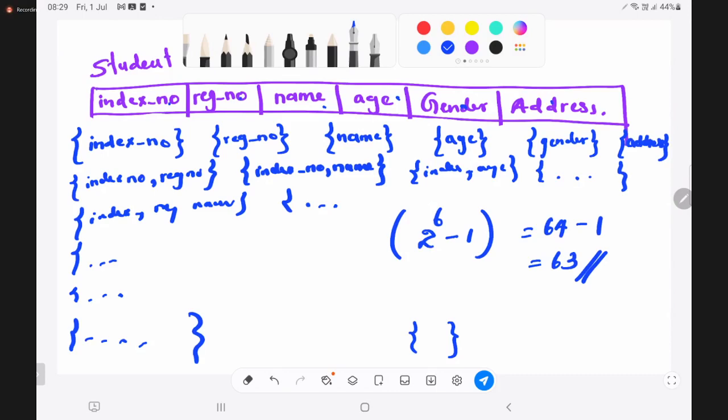Did you understand that? If you didn't understand this, you can ask.